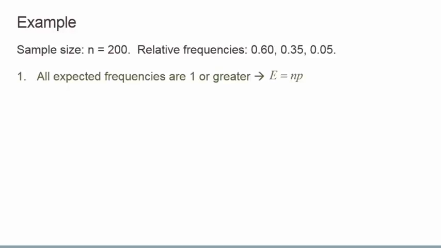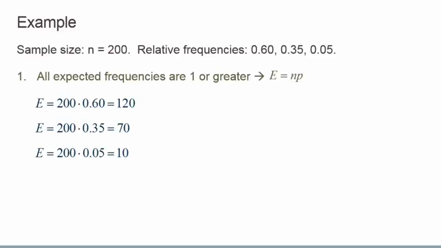Starting with 1, to find if our expected frequencies are 1 or greater, we need to use the formula E equals n times p. Starting with the relative frequency of 0.6, E equals 200 times 0.6, which is 120, which is 1 or greater. For 0.35, E equals 200 times 0.35, which is 70, which is also 1 or greater. For 0.05, E equals 200 times 0.05, which is 10, which is also 1 or greater. Yes, our first assumption is met.